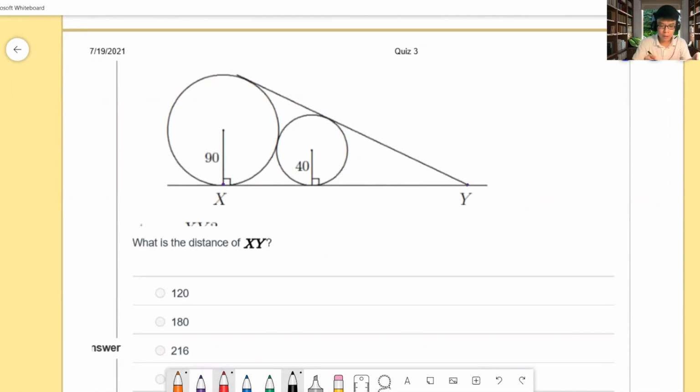Now, for this kind of question, a common strategy is to connect the centers of these two circles. We connect the centers. Let me call these centers A and B. Now I'm also drawing an altitude from B to AX. Let me call this point H. And in this way, we know if we extend AB, it actually goes to the intersection Y. Now here, let's first consider triangle AHB.